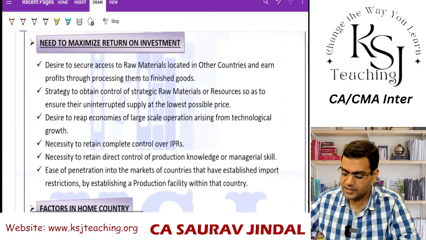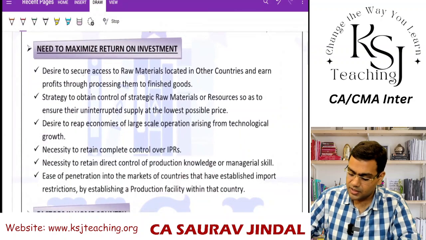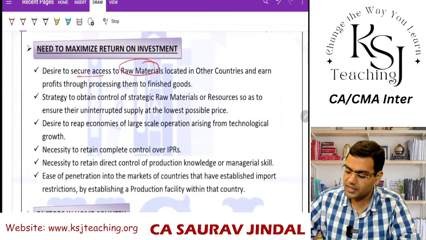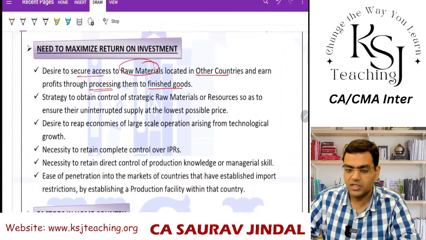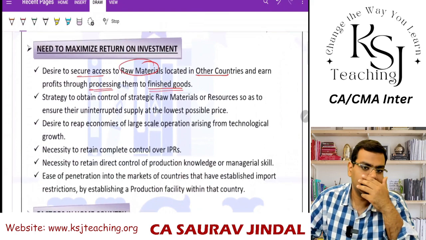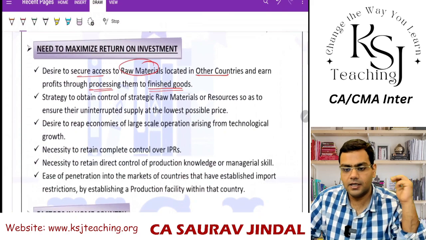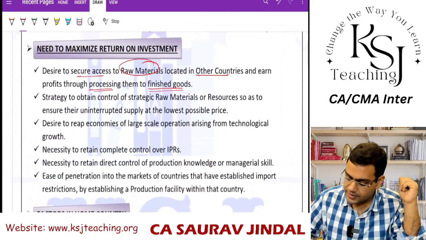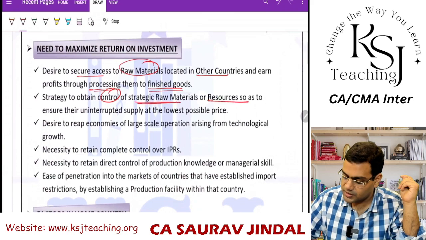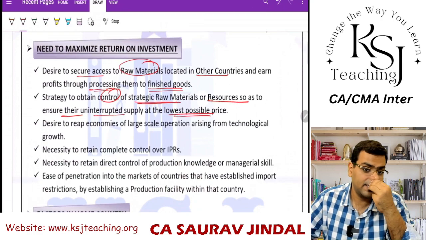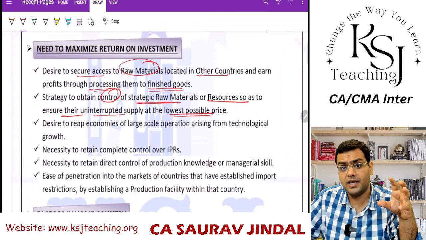Then, the need to maximize the return on investment, desire to secure access to the raw material located in other countries and earn the profits through processing them into finished goods. That is what I told you, the easy access to the raw material in the host country. Strategy to obtain the control of strategic raw material or the resources so as to ensure the uninterrupted supply at the lowest possible prices. You want to control that particular area, right?